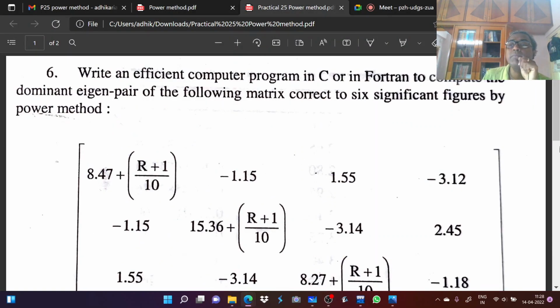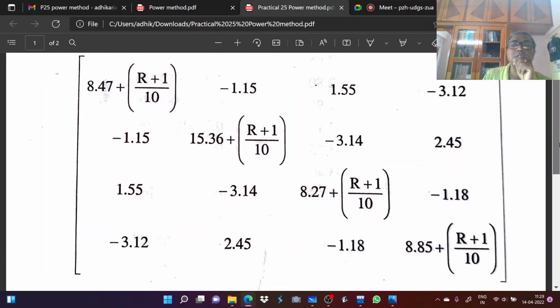Now this is practical number 25. Write an efficient computer program in C or Fortran. You write only C. Compute the dominant eigenpair, the largest eigenvalue and corresponding eigenvector, of the following matrix, correct to 6 significant figures by the power method. This is the practical problem. The matrix is 8.47, plus r, plus 1 by 10, minus 1.15, where r is the last digit of your roll number.